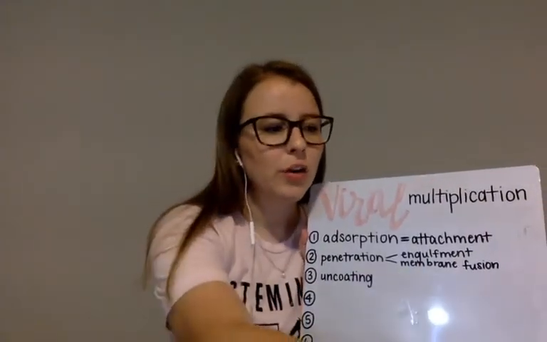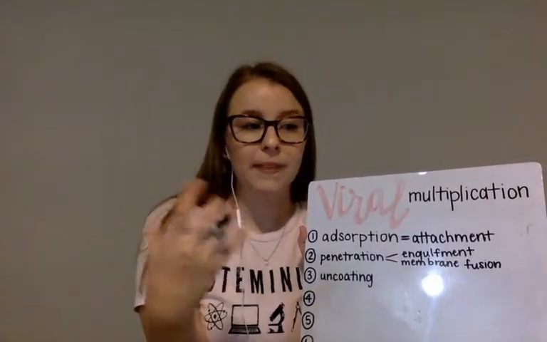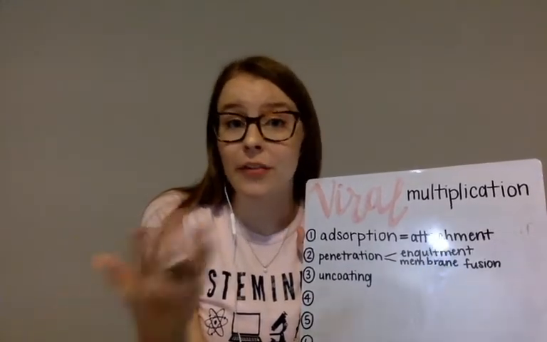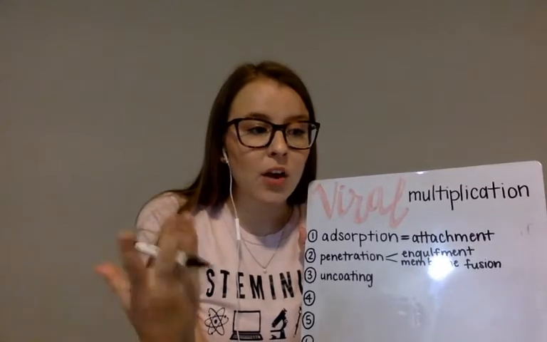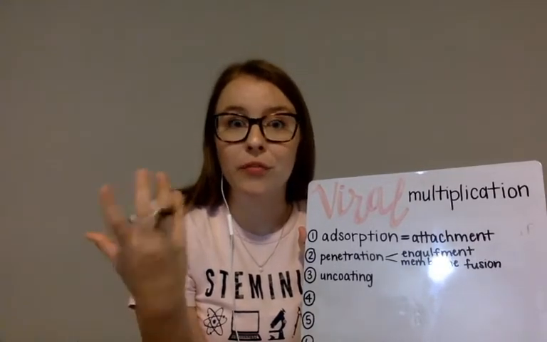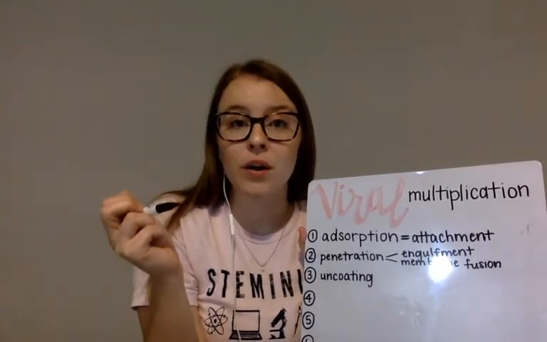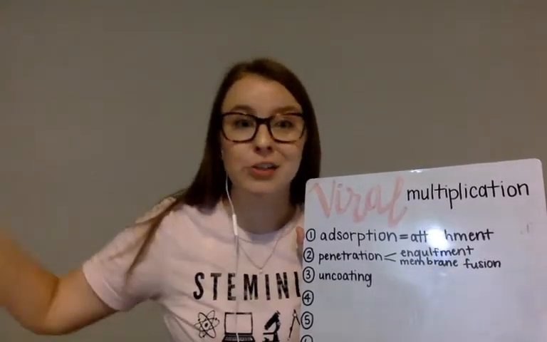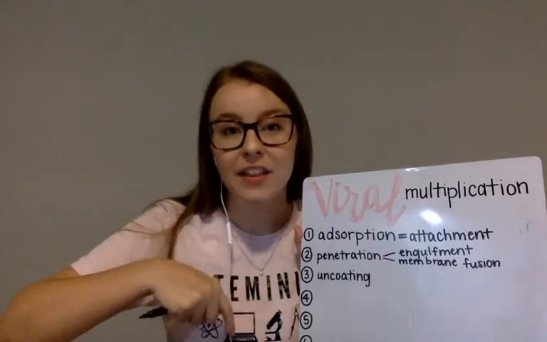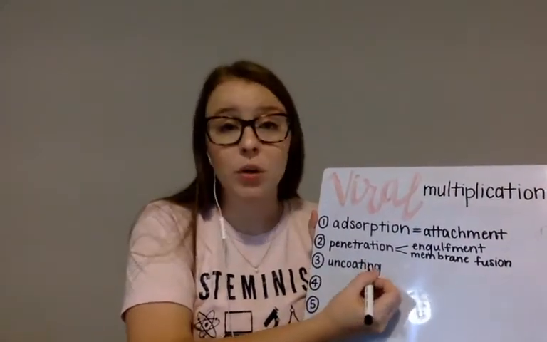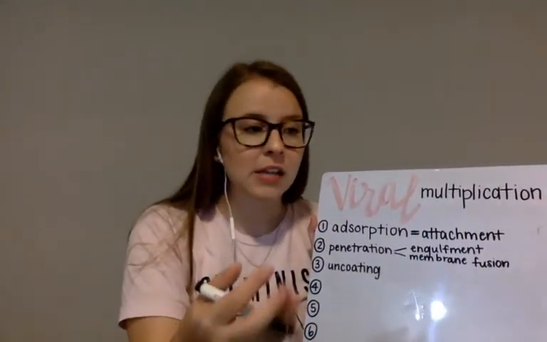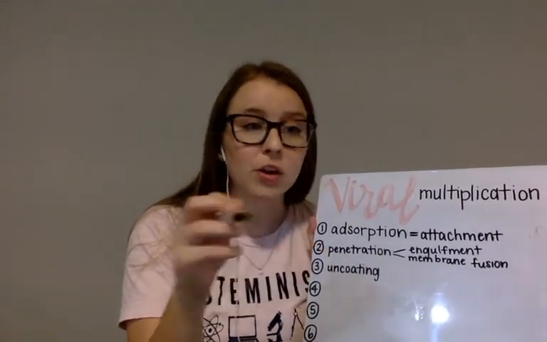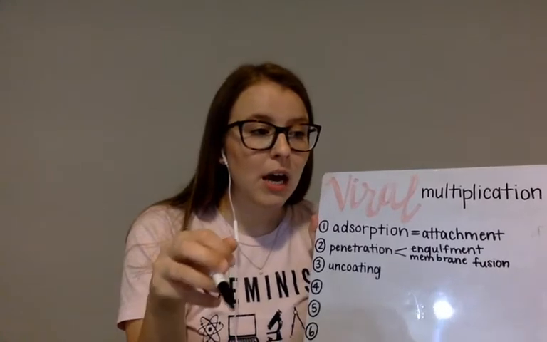And uncoating refers to getting rid of the capsid so that you have a free nucleic acid, whether that's DNA or RNA. We have to have the free nucleic acid for that nucleic acid to then be turned into a protein that will actually be the process of multiplying the virus. So uncoating is going to be a crucial step for the virus, and this can happen whether it's gone through the engulfment or the membrane fusion.